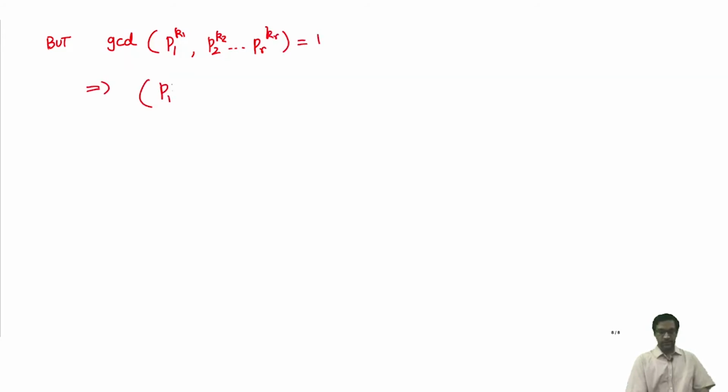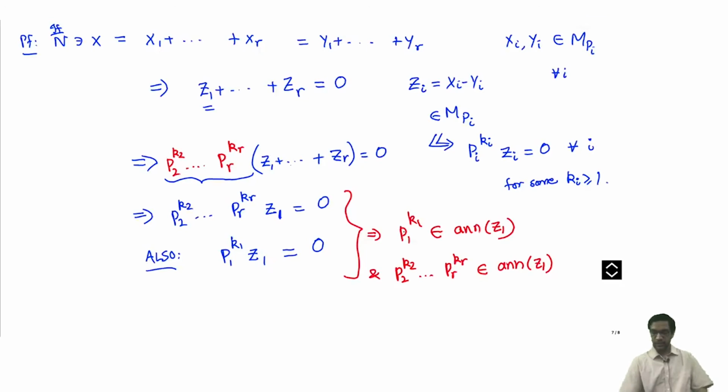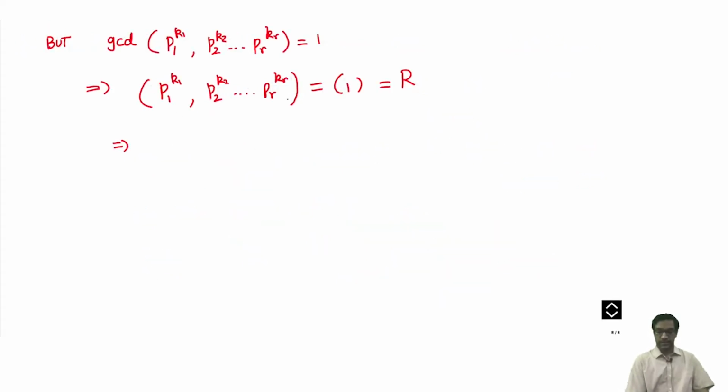which means that the ideal generated by these two elements is just the whole ring, it's the ideal generated by 1. Okay, so what does that mean? Remember I've already said, let's go back here, p1 to the k1 belongs to the annihilator, and this belongs to the annihilator. Which means that the ideal generated by the two of them is a subset of the annihilator. But then that ideal is the whole ring R, which means that the ring R itself must be the annihilator, right?